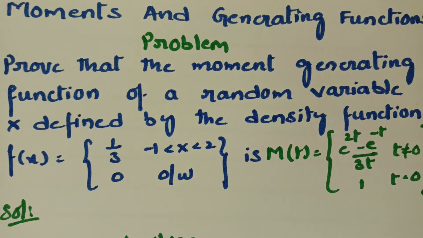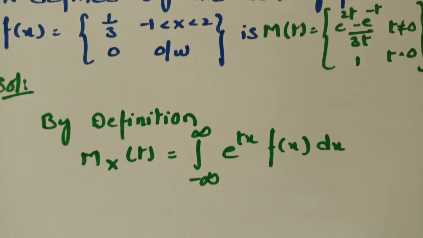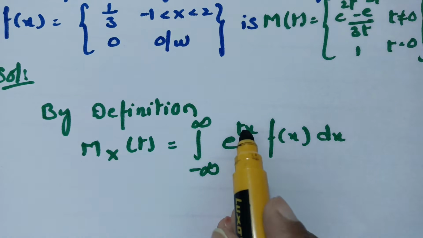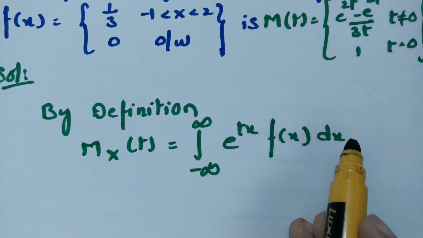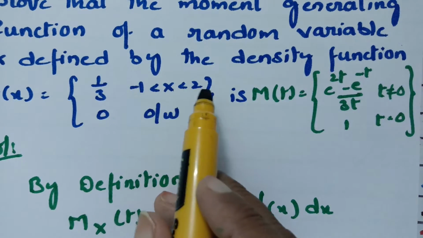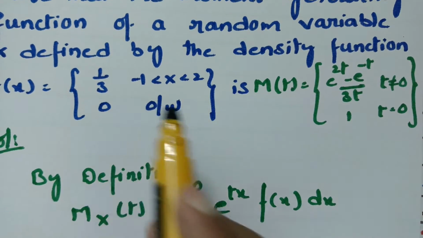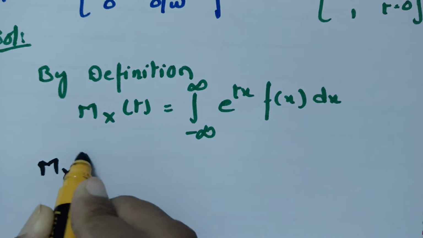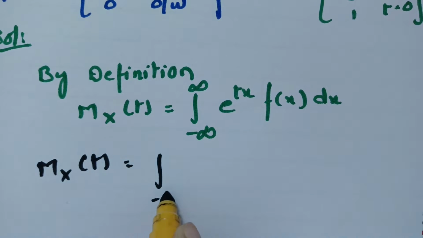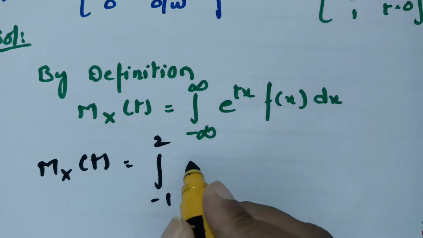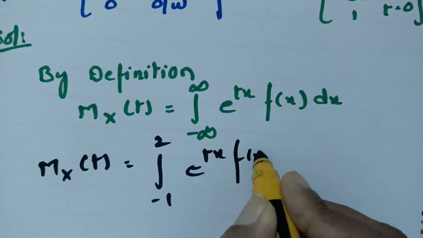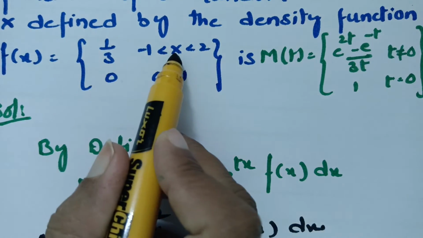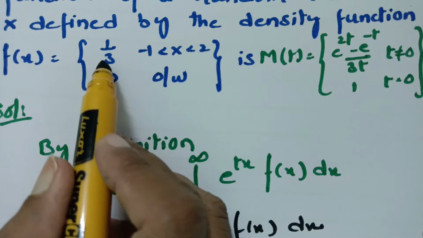According to the definition of the moment generating function, Mx of t is equal to the integral from minus infinity to plus infinity of e power tx f of x dx. Now I have to introduce the limits minus 1 and 2, and the function value is 0 otherwise. So Mx of t is the integral from minus 1 to 2 of e power tx f of x dx, and as you know, f of x when x lies between minus 1 and 2 is 1 by 3.